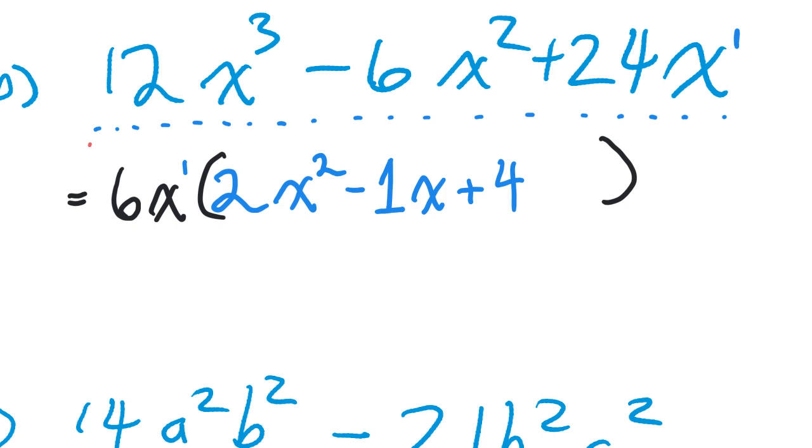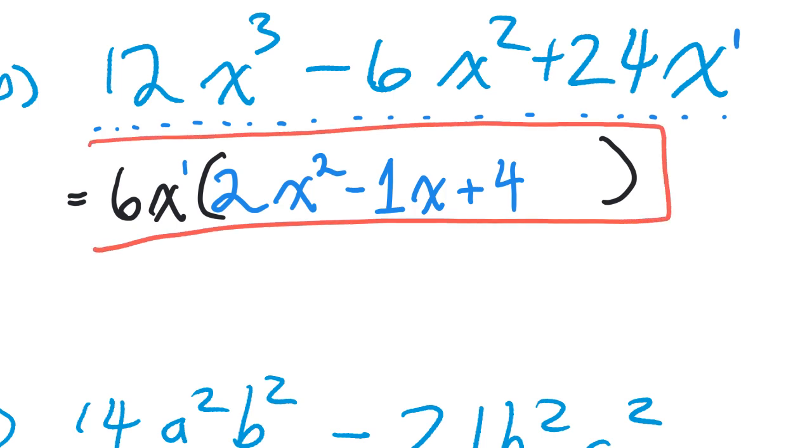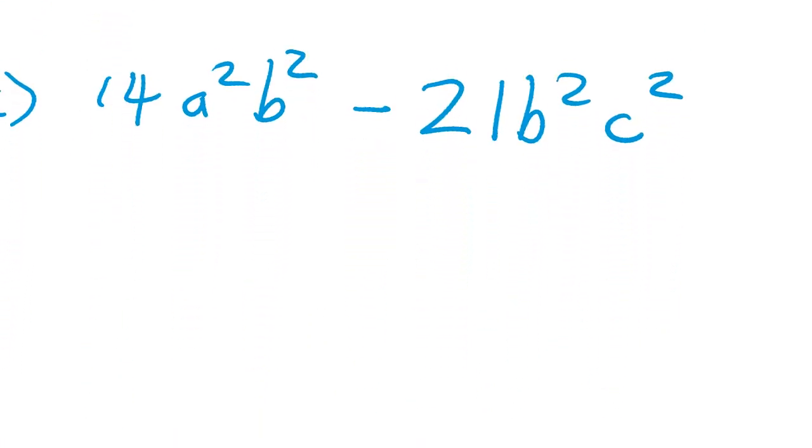We are literally done. Now, and there is our answer. So our factored form is 6x bracket 2x squared minus 1x plus 4. All right. So now let's do another problem that you will see when you do your homework.